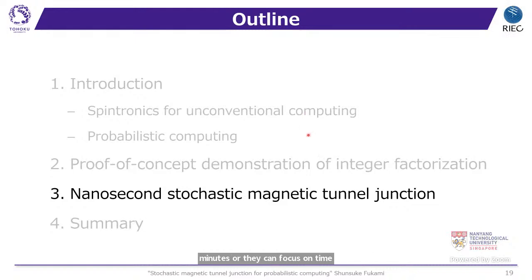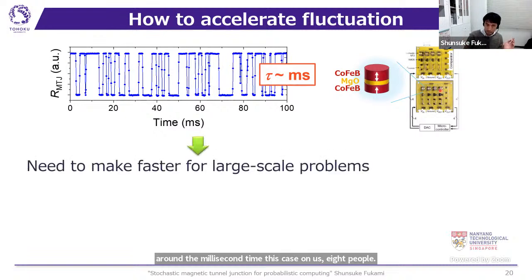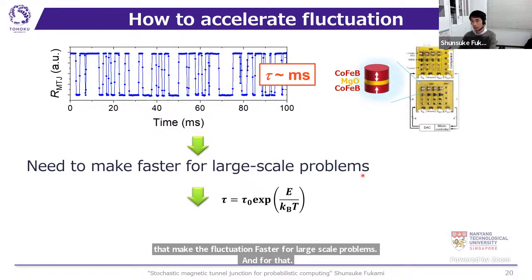Okay, so in the previous part, I showed a demonstration of the integer factorization using perpendicular easy axis cobalt iron boron based magnetic tunnel junctions. With these MTJs, the fluctuation of the magnetization, or the fluctuation of the resistance, is around the millisecond time scales, and we use 8 p-bits. If we scale up the computers, we need to make the fluctuation faster for large scale problems. And for that, how can we achieve it?